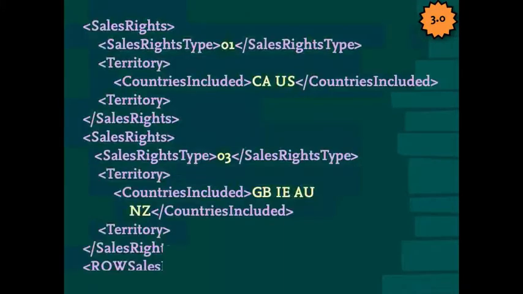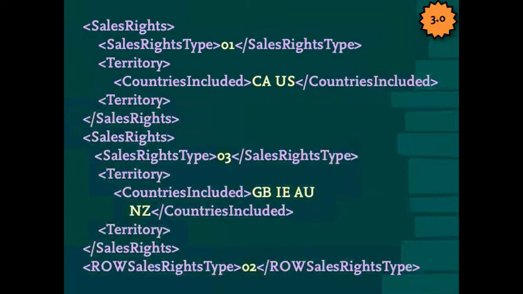The other difference here, you can see on screen now how territory is used. This is much the same as the one we had a couple of slides back. This says, this book can be sold, sales rights type 01, in Canada and the US. It cannot be sold in Great Britain, Ireland, Australia, and New Zealand, sales rights type 03. And ONIX 3 then requires you to say something about the rest of the world. That thing at the bottom, ROW sales rights type, is required unless you have world rights, in which case it's unnecessary. But in this case it's saying, I can sell in the rest of the world, but I have non-exclusive rights, so other people might well be selling very similar products.